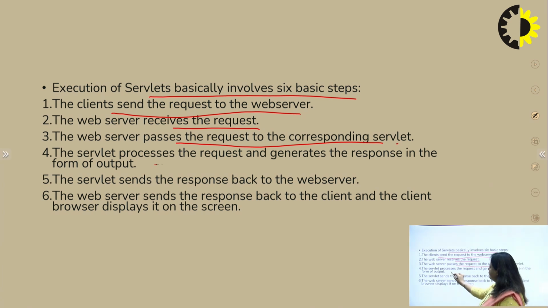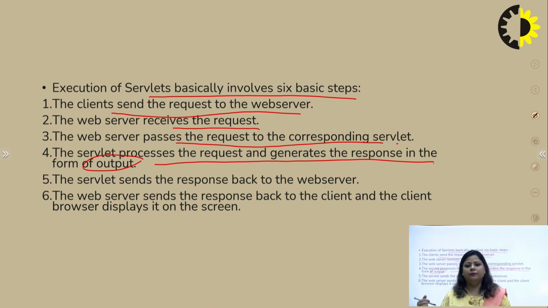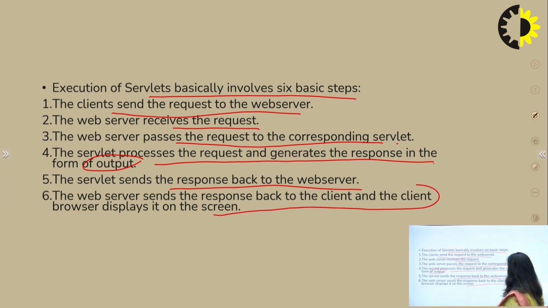Next, the servlet processes the request to generate a response in the form of output. In the form of output, that particular servlet responds with that web page or data to the server. Now the servlet sends the response back to the web server, and the web server sends the response back to the client, and the client browser displays it on the screen. So these 6 steps basically work in the servlet architecture, which I already explained.